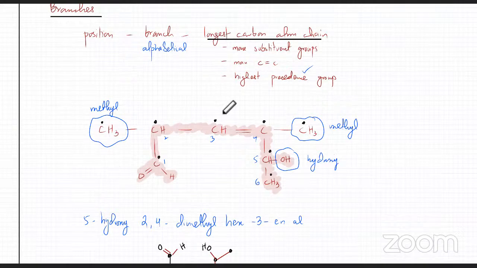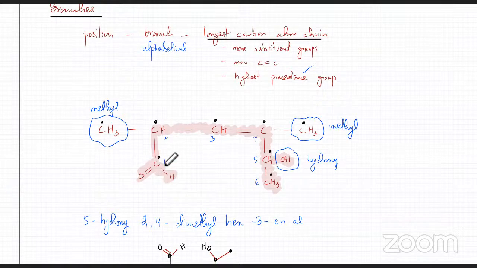So if you have a molecule, you look for the longest carbon atom chain that has the maximum substituent groups, maximum functional groups attached to it, and it should also have the highest precedence group. It should be part of the main chain. So whenever you're given a molecule, you look for the longest chain, which in this case is this one. This one has the most groups attached to it. It's the longest continuous carbon atom chain. It's got an aldehyde, it's got an alcohol, it's got methyl groups attached to it. So it's got all the maximum groups attached to it.